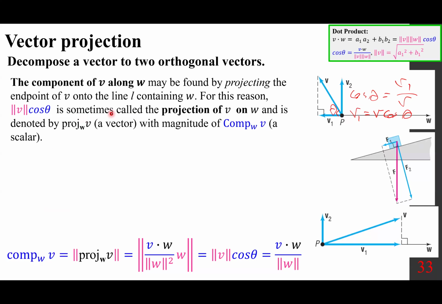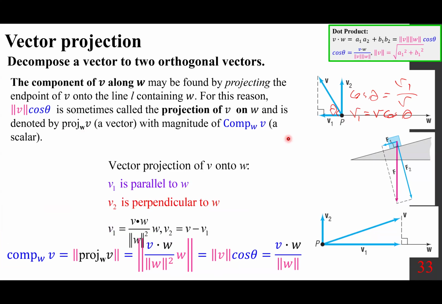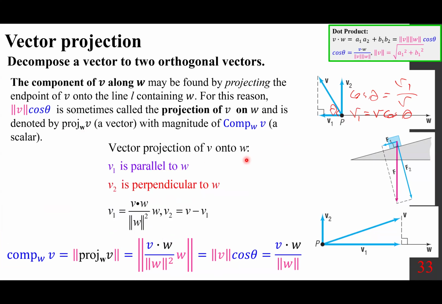It's called the projection of V on W and is denoted by the projection of V over W, with the magnitude of the component of V projected onto W being a scalar. So the vector projection of V onto W: V1 is parallel to W, V2 is perpendicular to W, and V1 is their dot product divided by the magnitude of W squared, times W. And V2 is V minus V1. The two must add up to V.